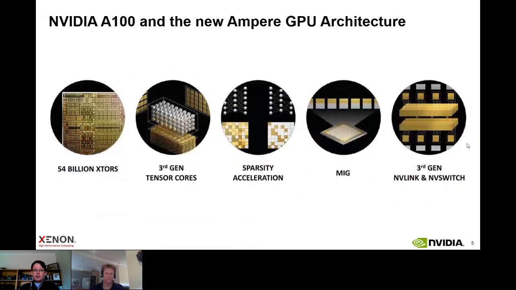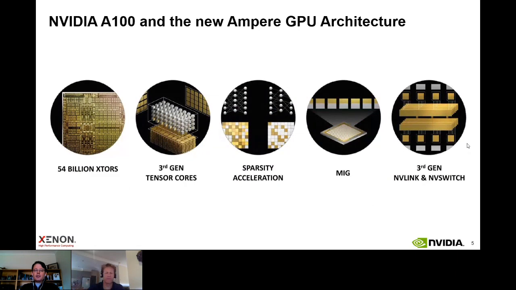So enough about Xenon. Let's look at the new technologies in the A100 GPUs and the DGX A100. What makes the Ampere GPU architecture, as implemented in the A100, special is, first of all, the sheer power of the GPU itself, which is underlined by the size and complexity of the chip, which includes 54 billion transistors.